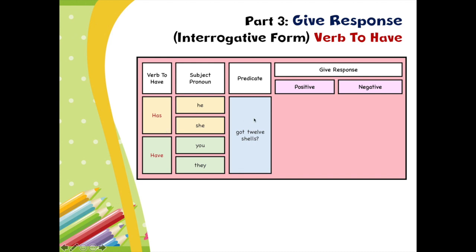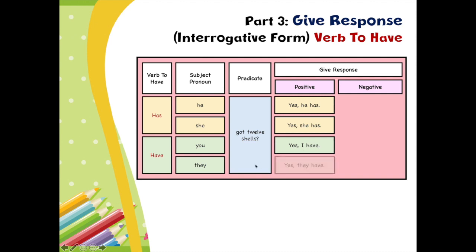Let's look at the first one. Has he got 12 shells? If positive, you will say yes, he has. For she, it will become yes, she has. And for you, it will become yes, I have. And the last one, they, it will become yes, they have. It's easy actually. For positive, you must put yes at the front, yes and a comma, and at the back has or have, referring to the verb to have.